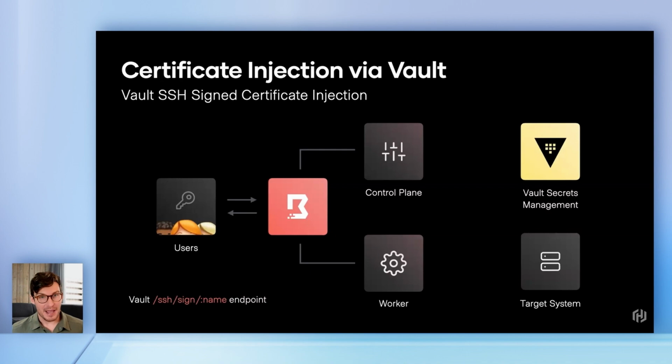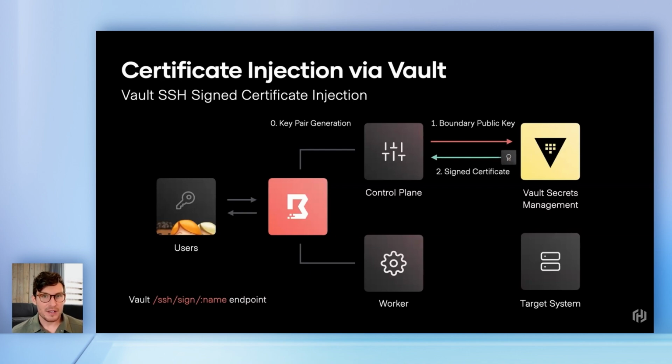Key pair is created by the Boundary controller. The public key is then sent to Vault and used to sign a certificate that gets sent back to the controller. When a user requests a connection to a target, Boundary generates a key pair. The key pair is then sent to Vault, where it's used to sign a certificate. The signed certificate is then returned to the Boundary controller. And then the public key and signed certificate are passed back to the Boundary worker, which manages the session on behalf of the user.